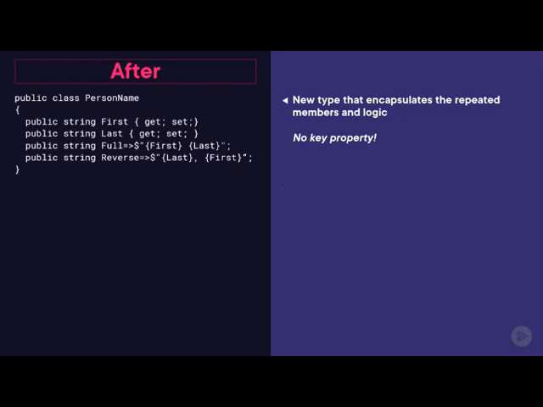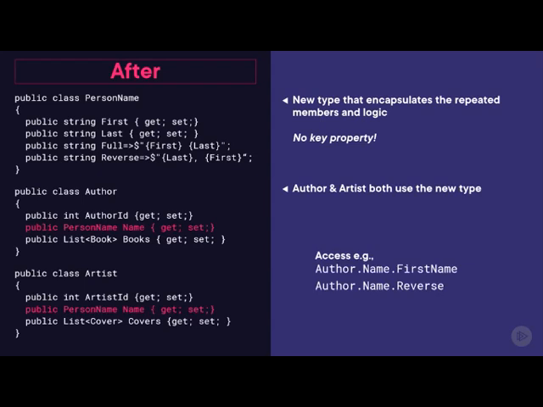Note that this type does not contain a key. Since it's going to be used as a property of other entities, it's those entities' keys that will drive persistence. Person name would never be stored and retrieved on its own. It's simply a property of author and artist. And I can easily add more logic to that, like this reverse property, without having to add that to every class that has a name.